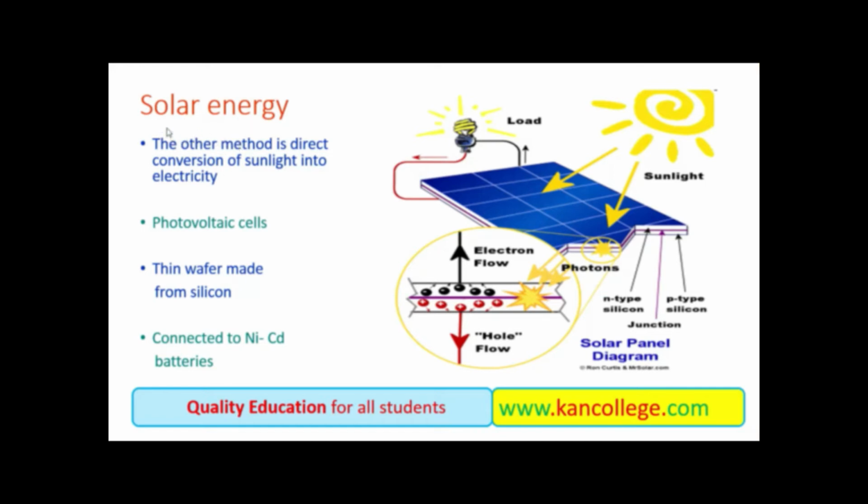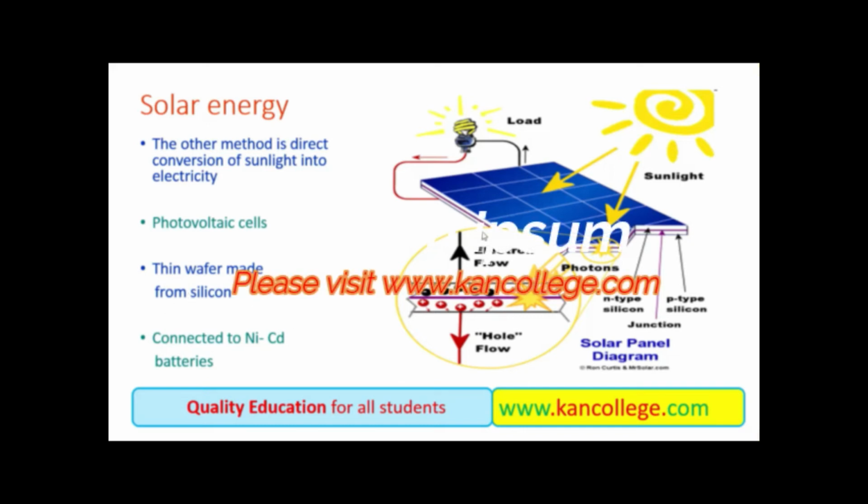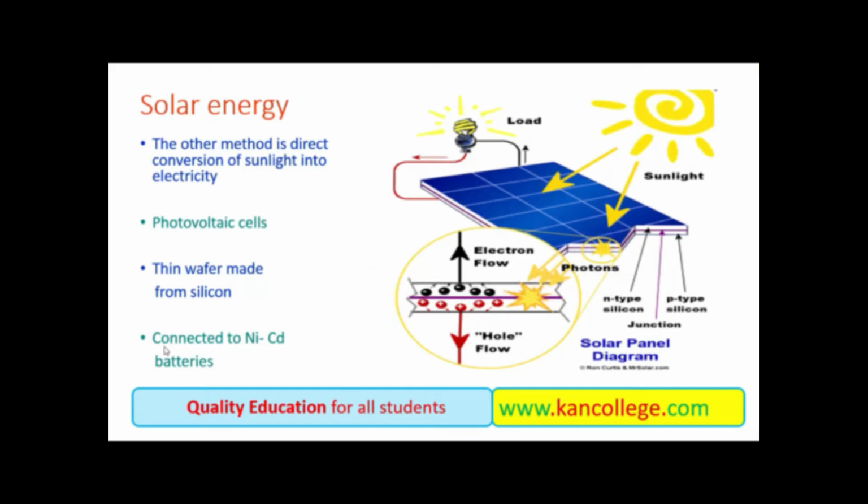Another way of utilizing solar energy is the generation of electricity using photovoltaic panels. This is the direct conversion of sunlight into electricity, and photovoltaic cells are used for this conversion. The panel is made from a thin wafer of silicon, and the terminals of the panel are connected to nickel cadmium batteries.